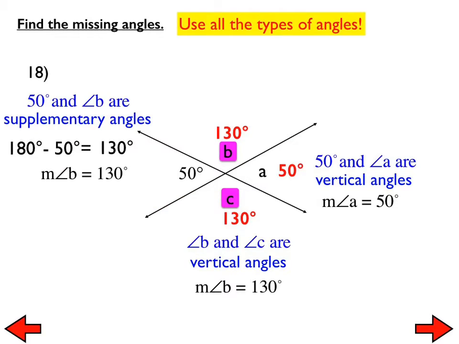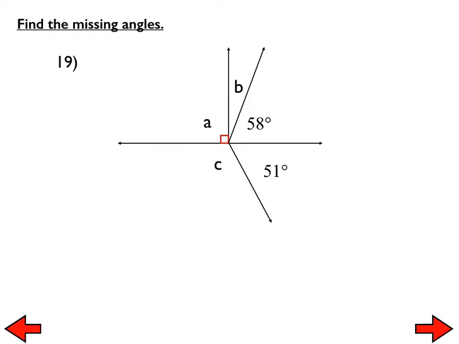Good. Let's do number 19. Same idea, but now we're also putting in some complementary angles. See if you can figure out how to do this one on your own. I would again start with A. Find A first. Let's start with angle A.